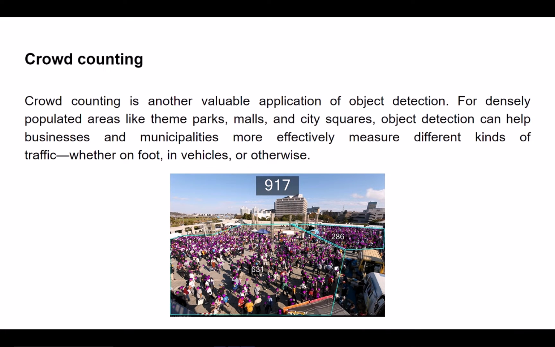Crowd counting is another valuable application of object detection. For densely populated areas like theme parks, malls, and city squares, object detection can help businesses and municipalities more effectively measure different kinds of traffic. That traffic can be on foot, in vehicle, or otherwise. So using an object detection model, we can count the number of people. It can be used for measuring how many people entered a theme park, mall, or city square, and later that information can be used for various analysis.